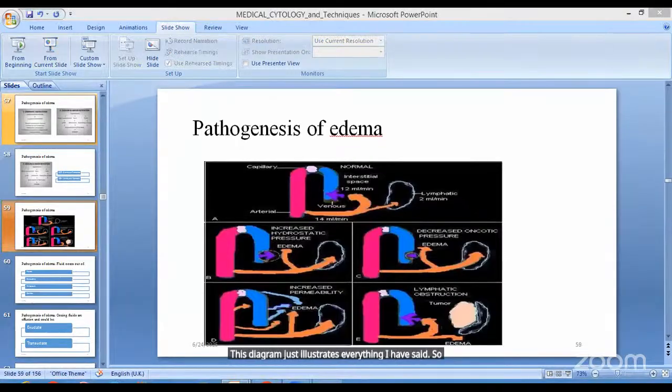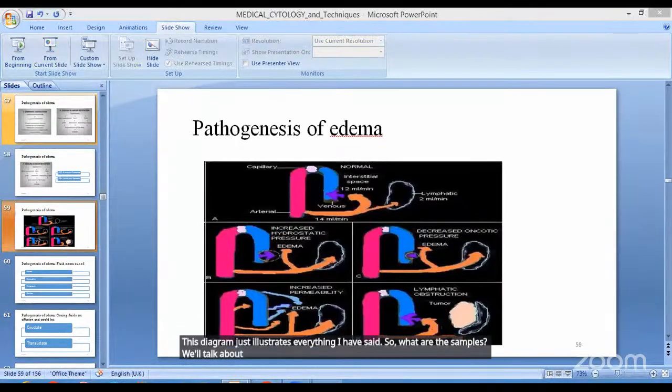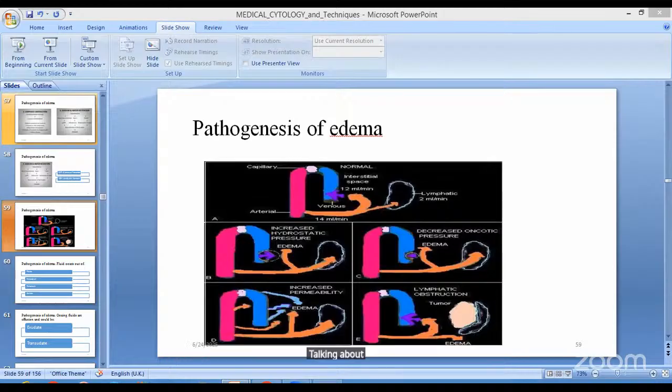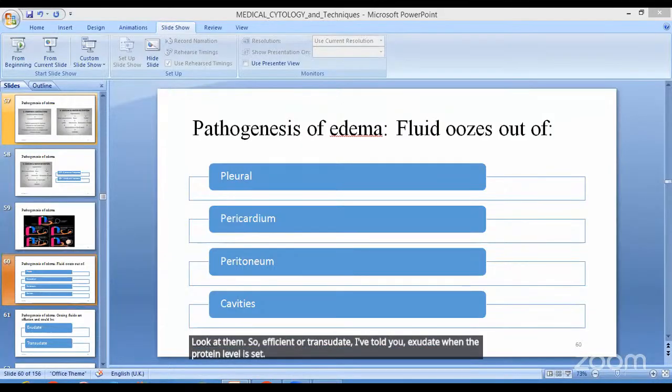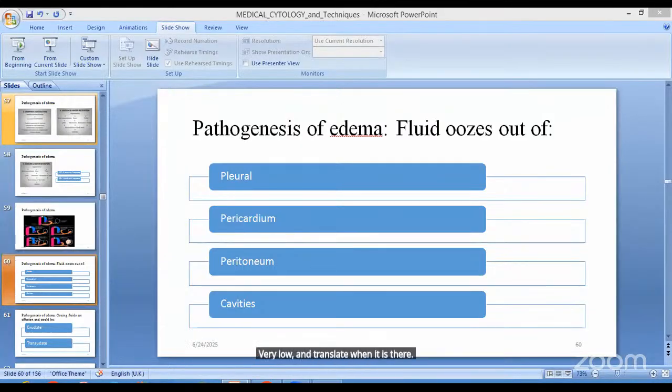So, what are the samples we'll be talking about in effusion? We're talking about pleural, pericardium, peritoneum, and of course the cavities. We'll look at them. So effusion can be exudate or transudate. I've told you exudate when the protein level is high, and transudate when it is low. The tables explain different conditions where you can have transudates and exudates.